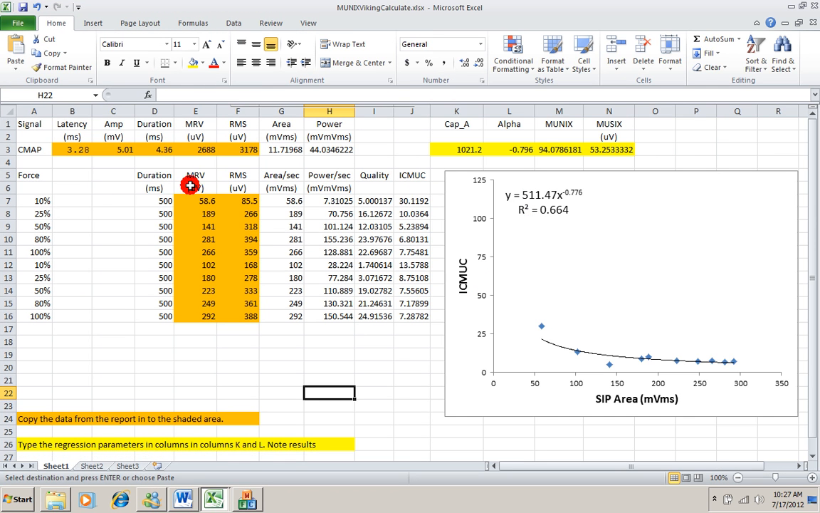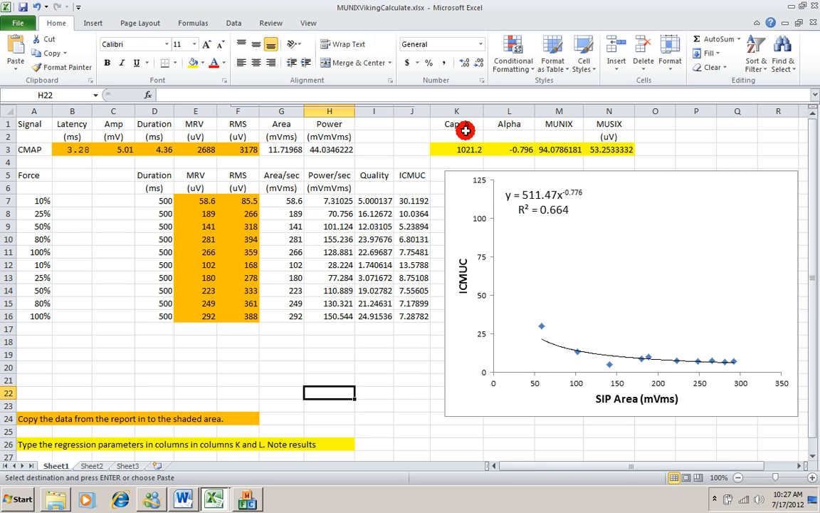As soon as we put all of this data in, the plot of the ideal case motor unit count, or the ICMUC, versus the SIP area is updated. Here are the data points, here is the regression line. And the parameters of the regression line are shown over here. So now we have the last step, which is to transfer these parameters into the spreadsheet.